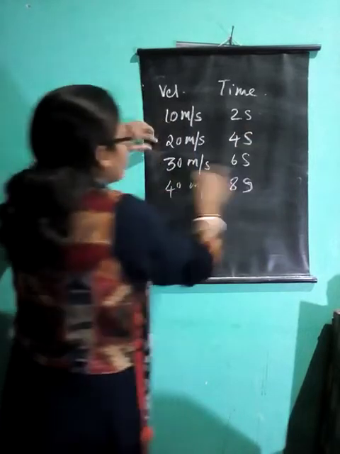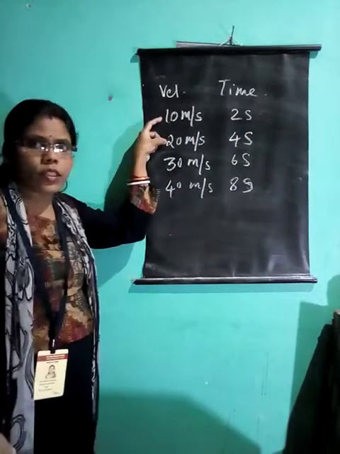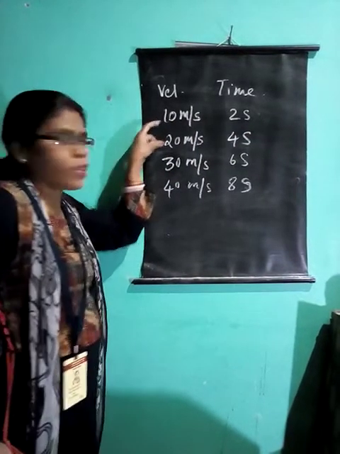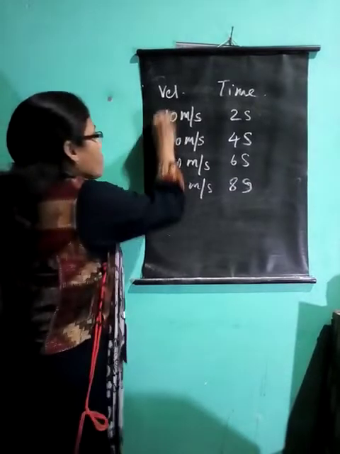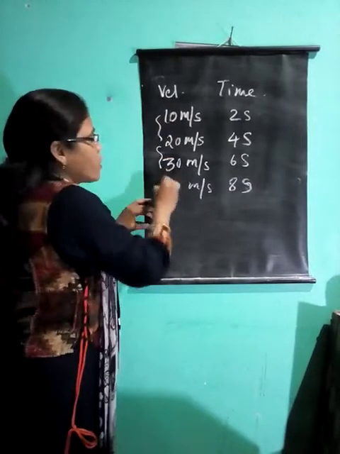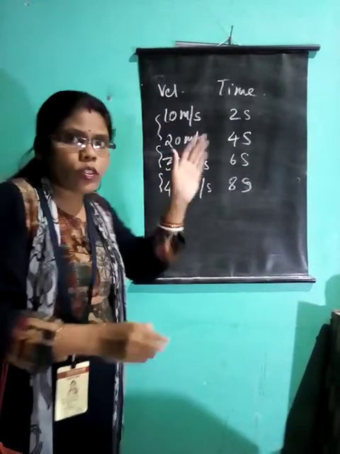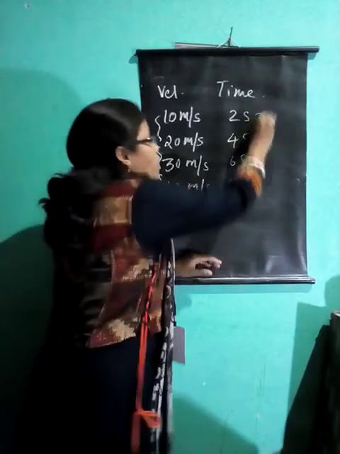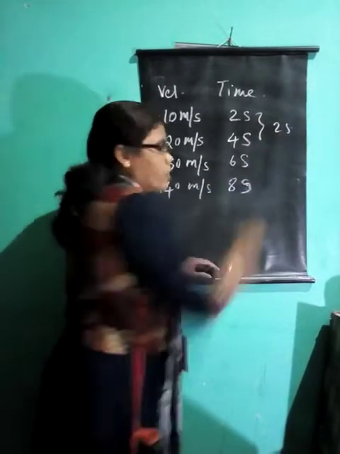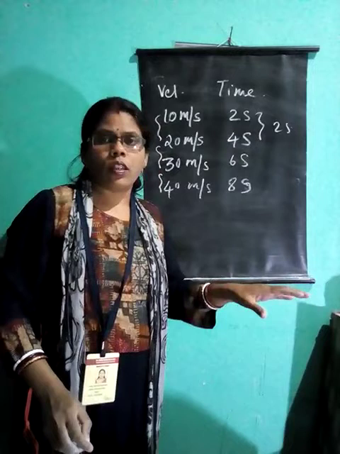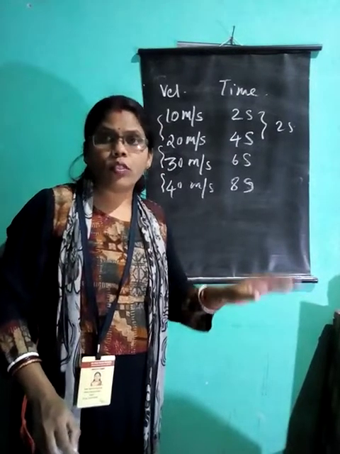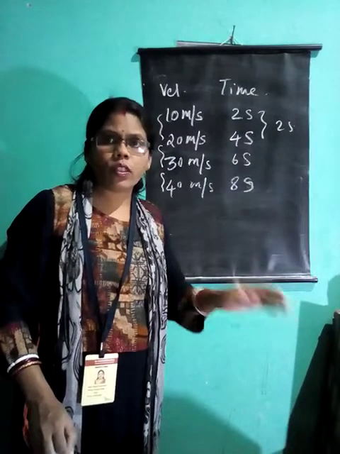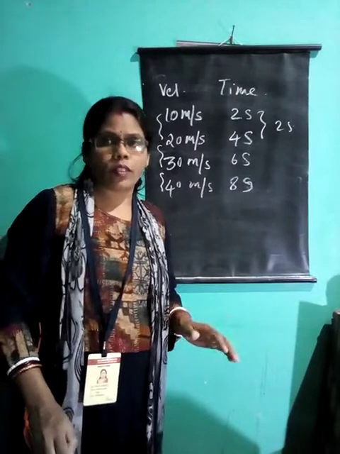See, in every 2 seconds, how much is the velocity increasing or changing? 10 meter per second is changing. Here 10 meter per second, here 10 meter per second, here 10 meter per second. So velocity is changing or increasing equally in equal time intervals, that is 2 seconds. So this is called uniform acceleration. Here the motion is in uniform acceleration.